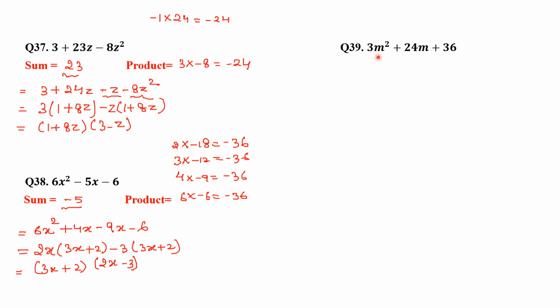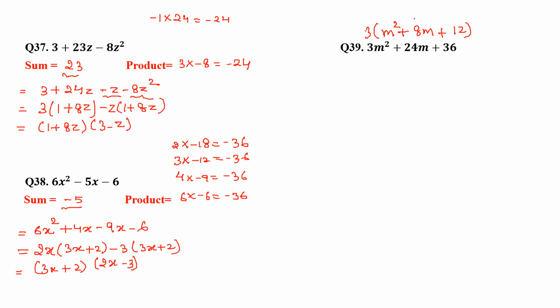Question number 39. 3m square plus 24m plus 36. Now if you see here all the three terms, 3, 24 and 36, all these numbers come in the 3 table. It means I can say 3 is a common factor. So first take the common factor. You have to take the common factor here. So if you take the common factor 3, you are going to get m square plus 8m plus 12. Now this is your factorization.